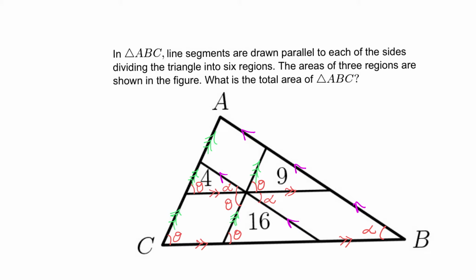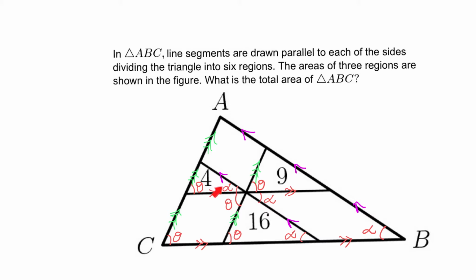So all the triangles with areas 4, 9, 16 and also triangle ABC have one angle as theta. Then we start with alpha. Alpha, vertically opposite angles of the parallelogram, alpha again, vertically opposite angles, alpha again, then corresponding angles, I will have another alpha here. So we can see that all the triangles we have here have angles theta and alpha.